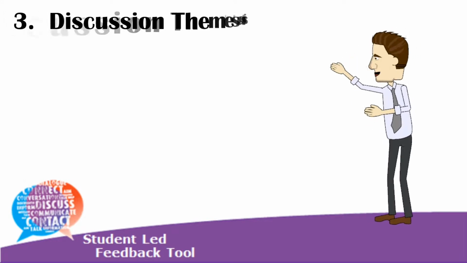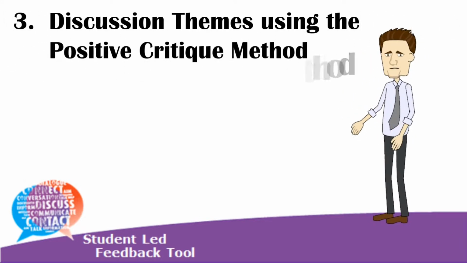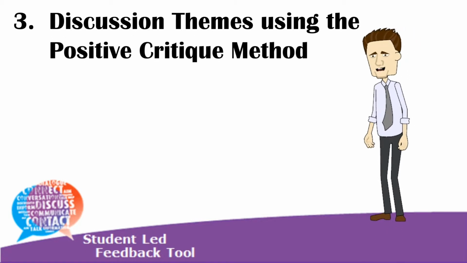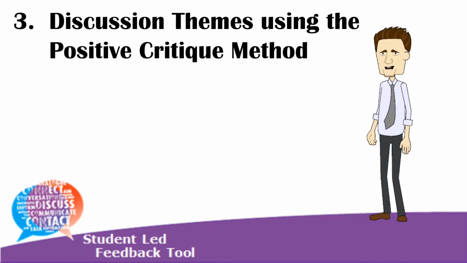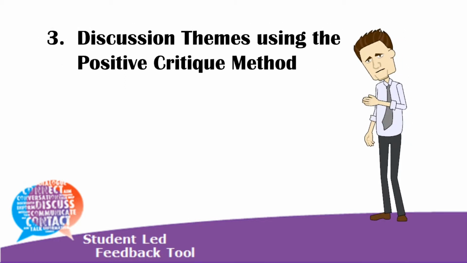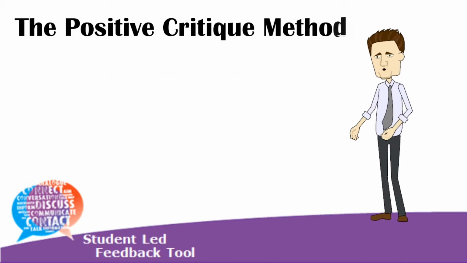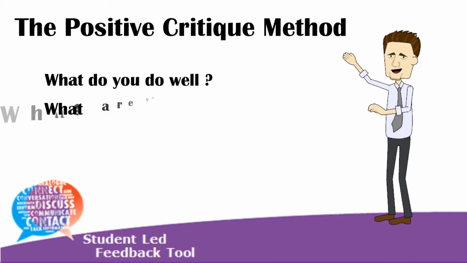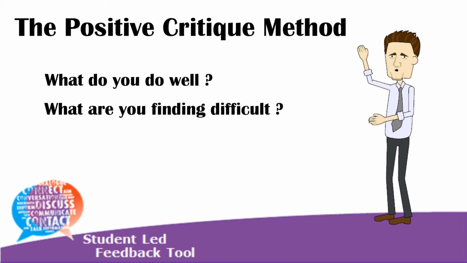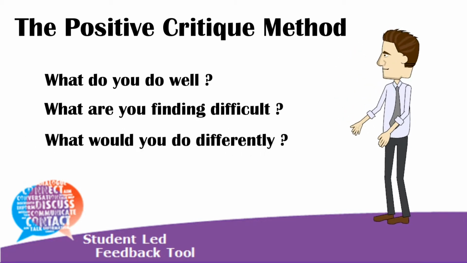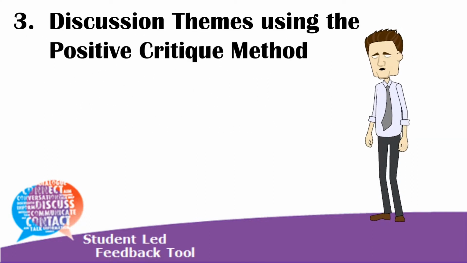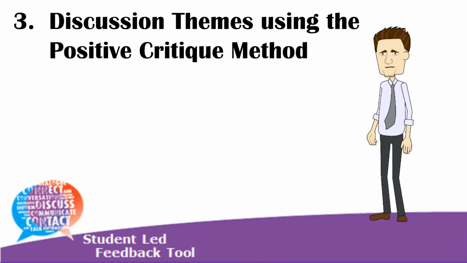Discussion themes using the positive critique method. This is where you as a student are expected to talk first and ideally the most. It is here that you will lead the discussion using the positive critique method. The positive critique method looks at what you do well, what you are finding difficult, and what would you do differently next time. You then use the positive critique method to address each of the key themes for discussion.